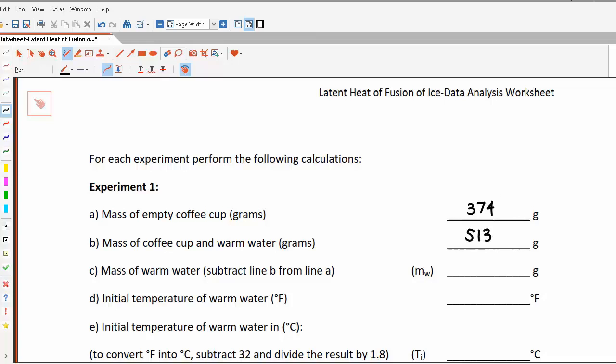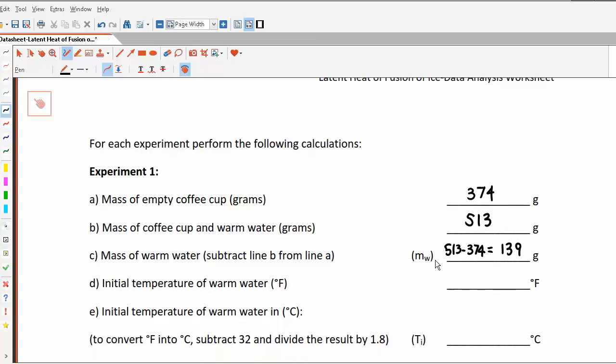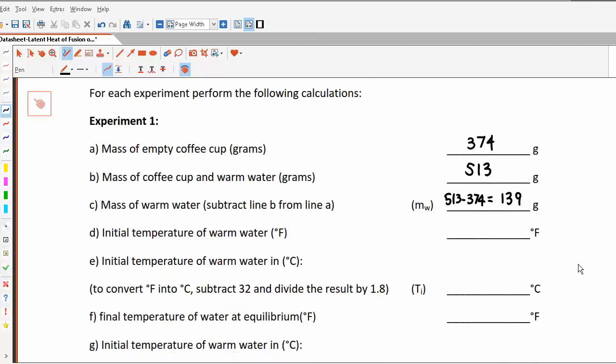513. If we subtract 374 from 513, we get the mass of the warm water. So 513 minus 374 gives me my answer, which is 139 grams. So the mass of my warm water, given the symbol MW, was 139 grams.